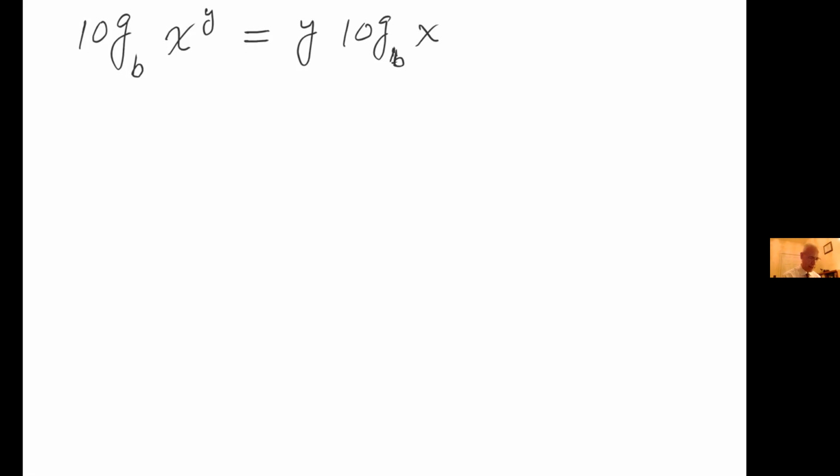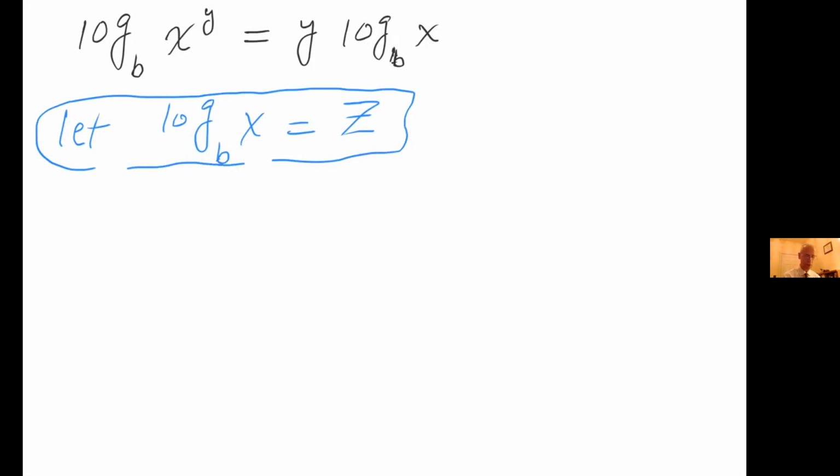So let log base b of x equal z. So we still let log base b of x equal z. I hope you agree with me that by definition, b to the power of z equals x. By definition of logarithm, this base to the power of z must equal the argument of the logarithm. So b to the z equals x.